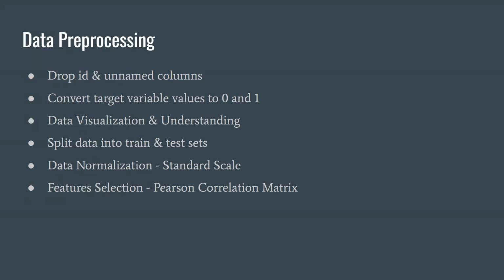First, we do data preprocessing. We clean the data set, dropping ID and unnamed columns since they are irrelevant to our goal, and then we convert the target variable value to 0 and 1. We do some data visualizations to understand our data. We split data into train and test sets and normalize it using standard scaler. And last, we have feature selection based on plotting the Pearson correlation matrix.